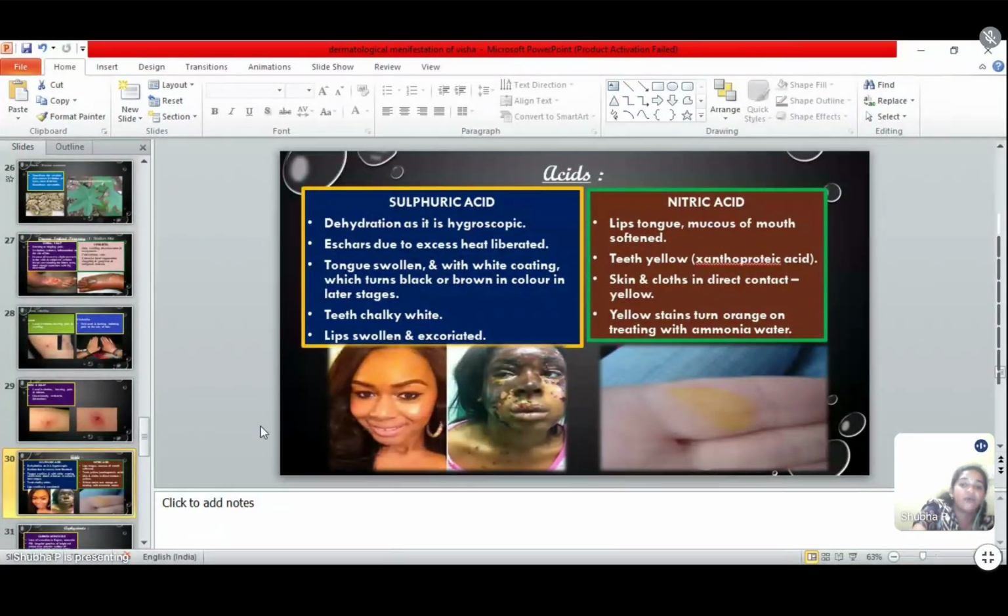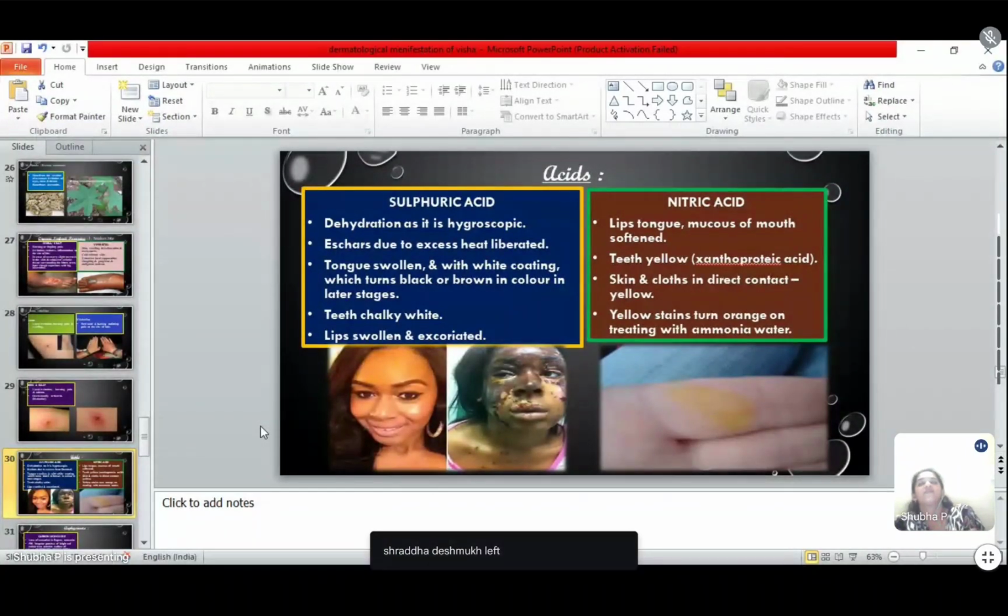Next, eschars are formed. Eschar is something like a keloid, wherein strictures in the tissue, which is granulating, are seen. Next, the tongue is swollen if it is tried to be ingested. There was a case of sulfuric acid. A woman visited some jewelry shop where they keep these acids for checking whether it is original jewelry or not. Likewise, it was kept, and she mistook it for water.